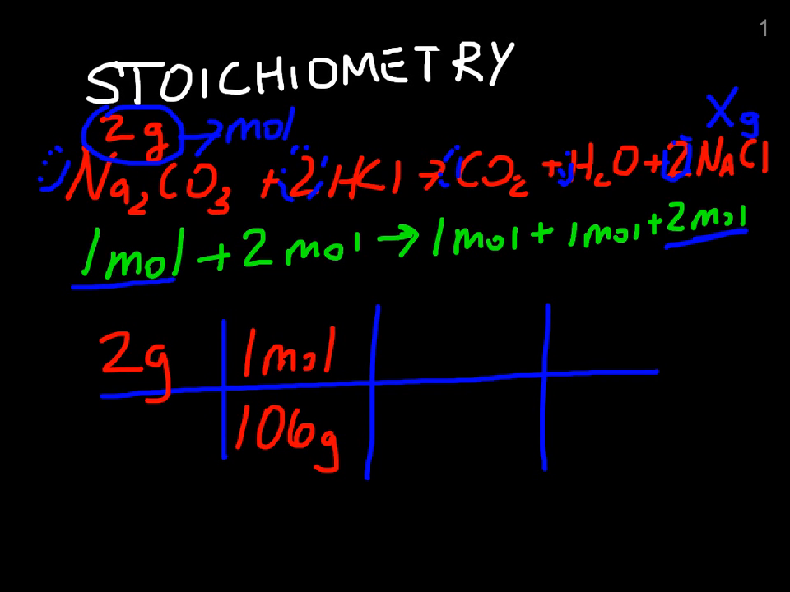Now, what I want to do is I'm taking advantage of this mole ratio deal, where 1 mole of sodium carbonate begets 2 moles of sodium chloride. Well, the 2 moles of sodium chloride goes right there, because that is what I am looking for in NaCl.